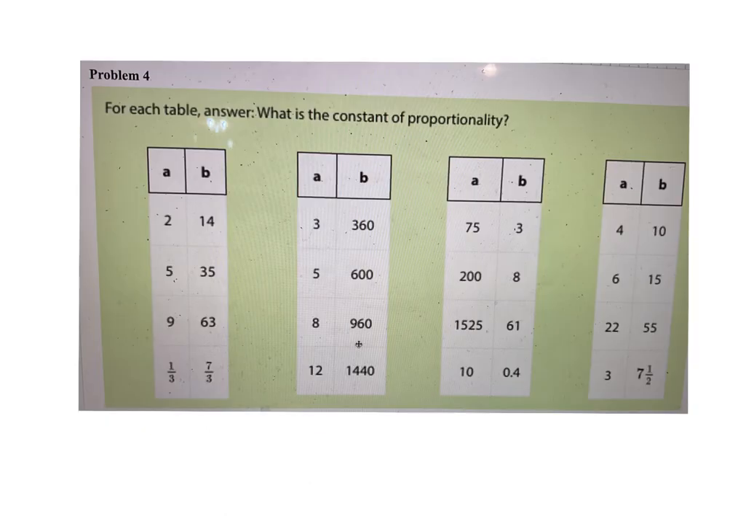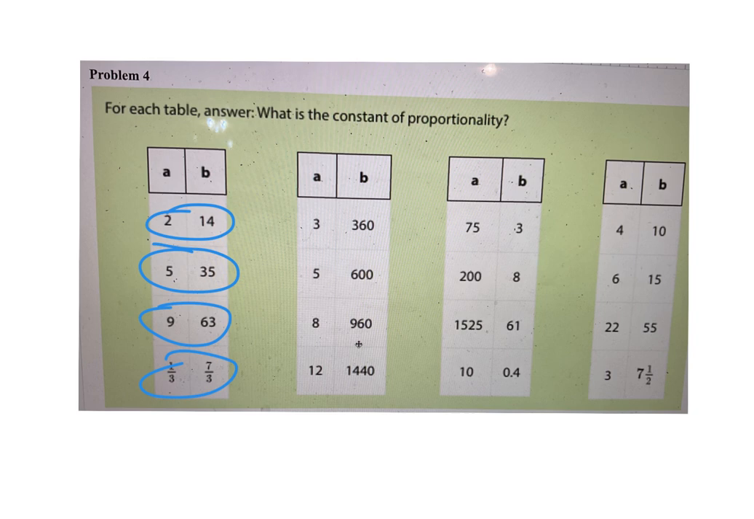Okay, problem number 4. For each table, what is the constant of proportionality? Guys, on this one, if they're asking you what the constant of proportionality is, we can assume that every row is going to follow the same rule. So just choose any row from your table, and it's going to give you the constant of proportionality. And that goes for all of your tables.